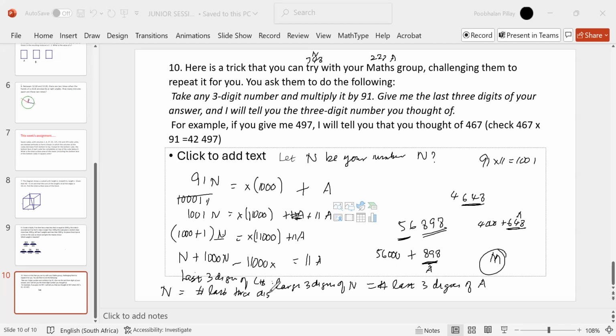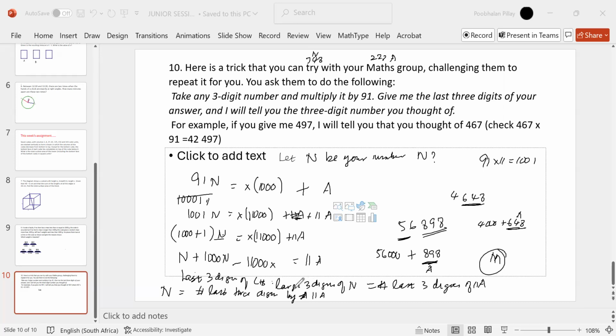I took your answer, multiplied it by 11 A, I'm sorry, 11 A. Why do I forget the 11? So the 11 A is on the right hand side. So I'll multiply this by 11 and take the last digit and tell you that's your number. Right? So this is the mathematics behind it.